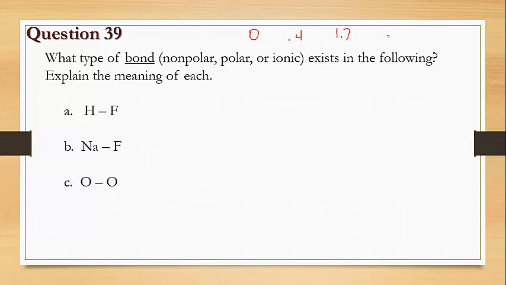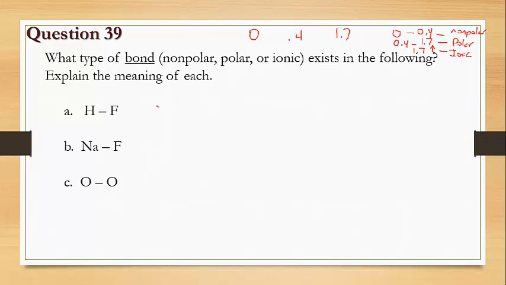So if we fall between 0 to 0.4, that's one thing. If it's between 0.4 and 1.7, it is another thing. And if it's 1.7 or greater, then it's another. So it's the electronegativity differences that we're looking at here. If the electronegativity difference is greater than 1.7, then it's ionic. If it's in that middle ground, then that is a polar covalent. And if it's real low, the difference between them is going to be nonpolar.